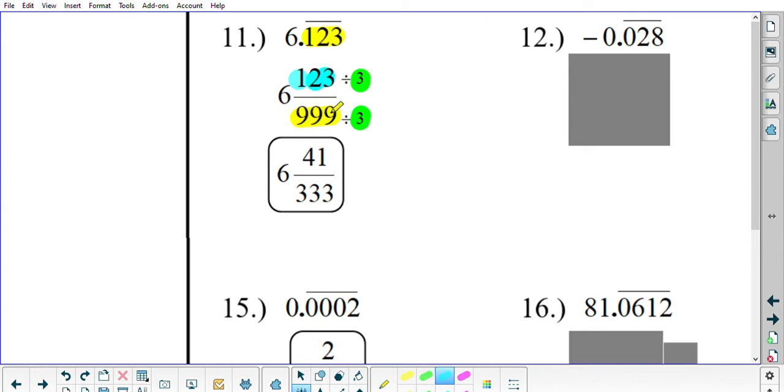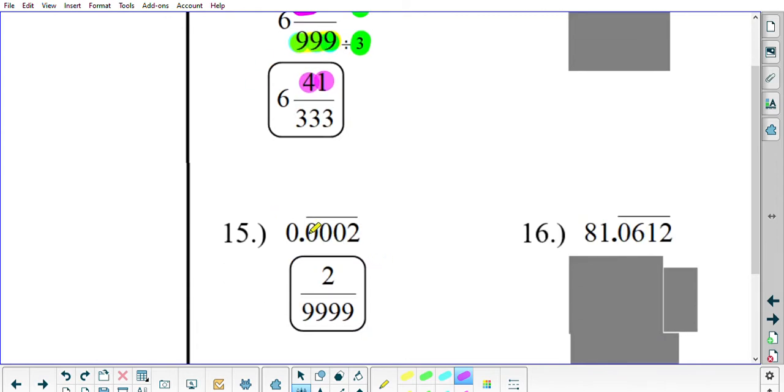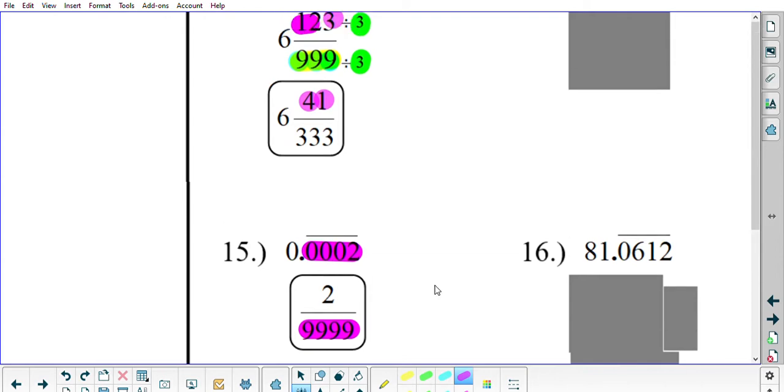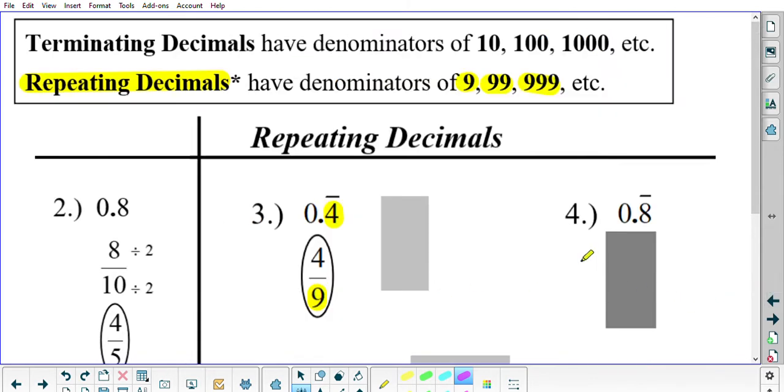So here's what I mean. Take, for example, 999. 9 plus 9 is 18, plus 9 is 27. 27 is divisible by 3. Therefore, 999 is divisible by 3. That's a cool little trick. All right, so anyway, 123 divided by 3. I did this using what I call short division in my head. I said 3 goes into 12 4 times, and 3 goes into 3 1 times. That was a cool little trick to figure out that that was going to be 41. So anyway, final answer, 6 and 41/333rds. Problem number 15, there are 4 digits repeating, so it goes over 4 of the 9s, 9,999.